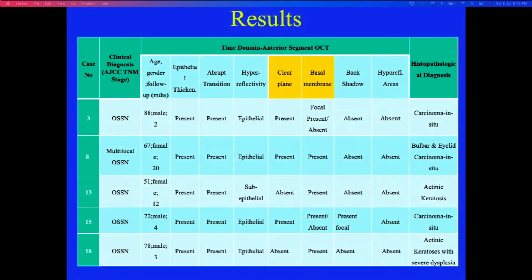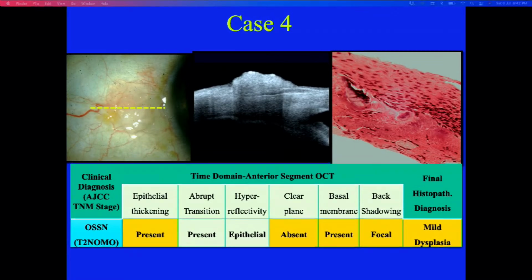So a series on, and like I said, we had about 21 patients, and I think the characteristics are there, and this is the particular case I was talking about, which was a multifocal OSSN, bulbar and eyelid lesion that I talked about. Case 4, this is very typical and absolutely follows all of the characteristics we talked about. Right, it has the abrupt transition, the epithelial hyperreflectivity, clear plane, basal membrane, all of them. This came out as mild dysplasia.